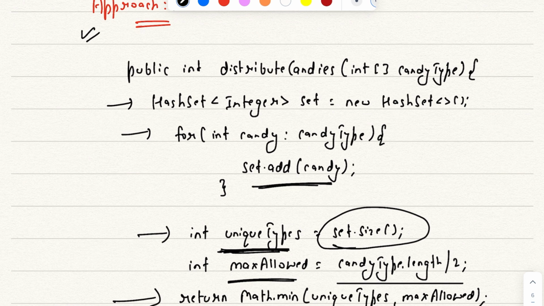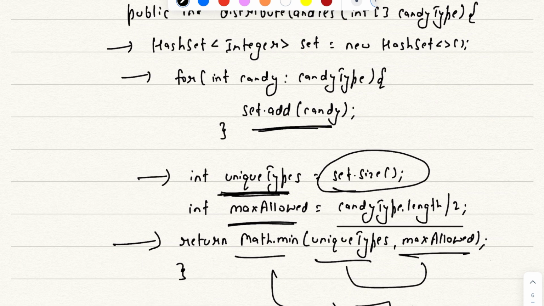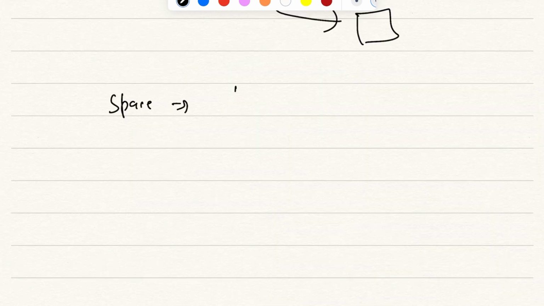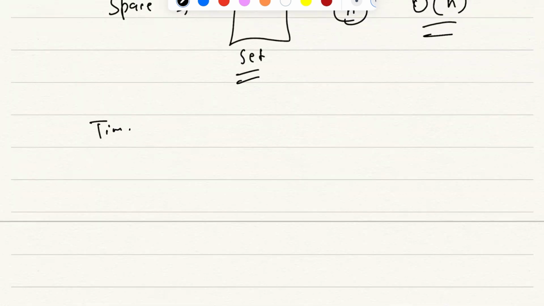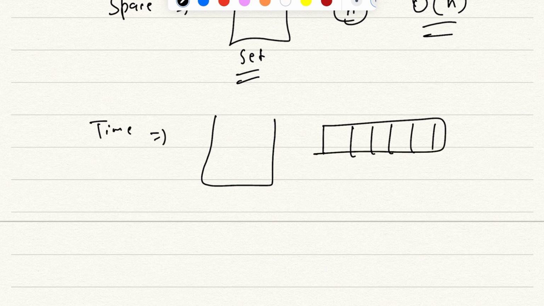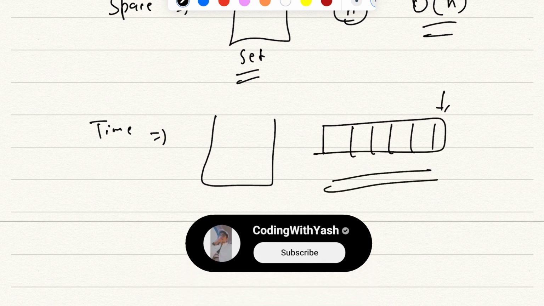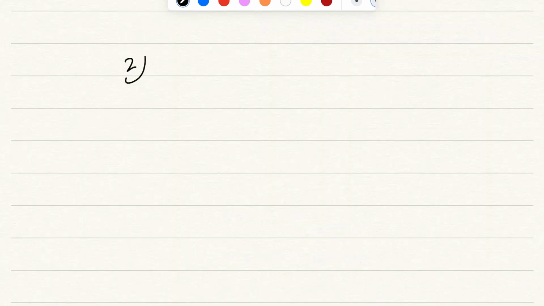Now let's discuss the time and space complexity in this particular example. Here we are using extra space to store all the unique elements in this set. We might end up storing n elements, so the space complexity is going to be O(n). Now the time complexity: we are traversing the array, and we might end up traversing all the elements, so the time complexity is also going to be O(n). So that's how we can solve this question with these two approaches.